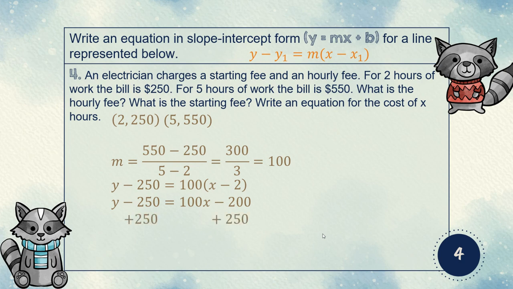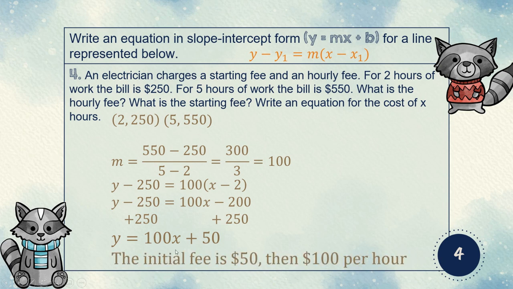And then add 250 to both sides. So now our equation is in slope-intercept form. y equals 100x plus 50. So 100 is the hourly rate, and 50 would be our initial fee.